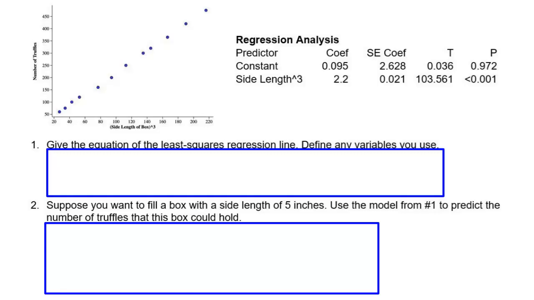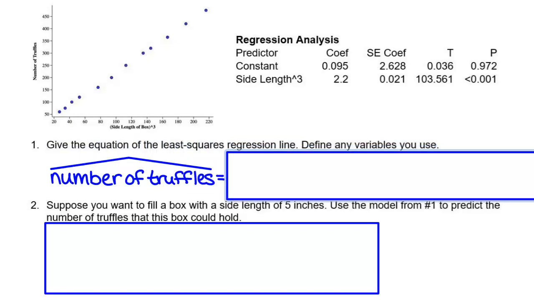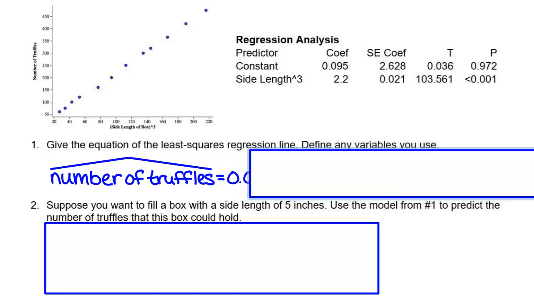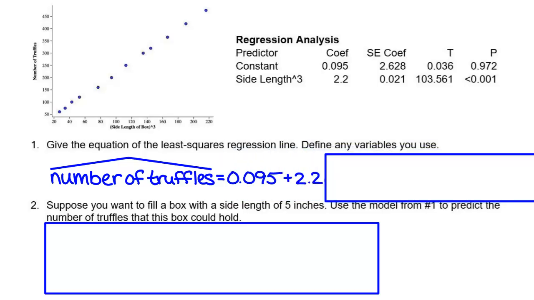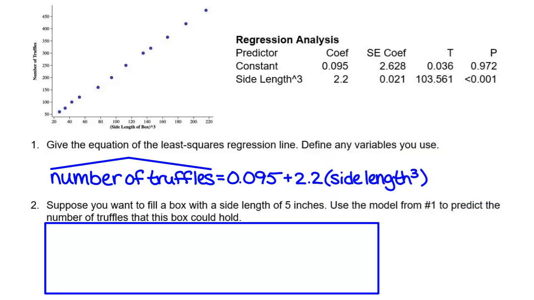All right. So what does my equation start with? Number of truffles hat. Yes. So we're going to have number of truffles hat equals what? 0.095 plus 2.2 parentheses side length of box cubed, or side length cubed. Perfect.